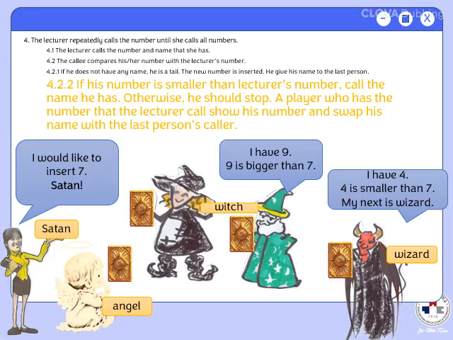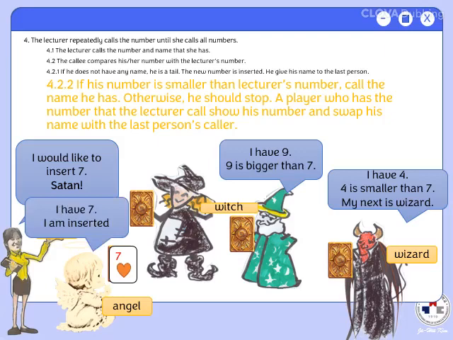So the student with 7 trades his name tag with Satan, who called the last Wizard's name. This means exchanging name tags with the student who called the student, not the student who last compared the number. So the inserted student says, I have 7. I am inserted.